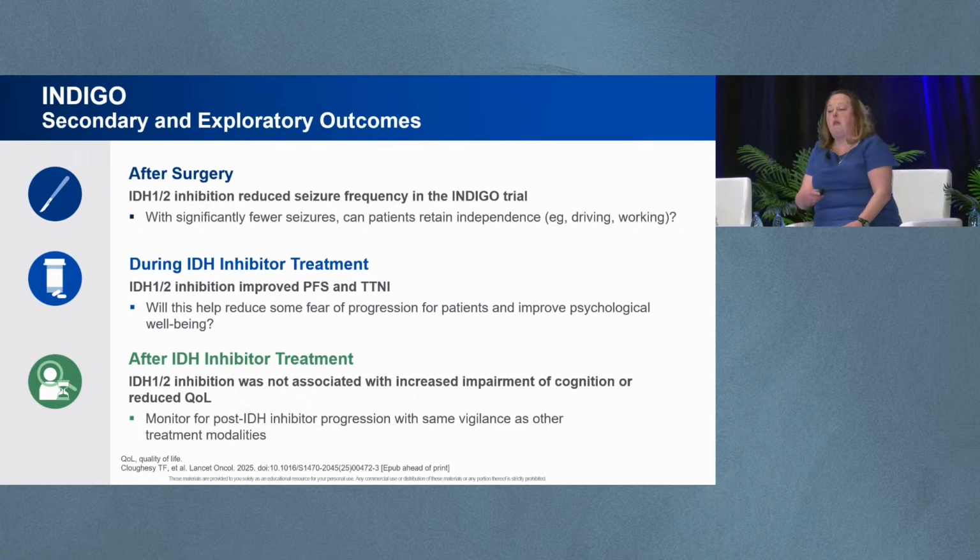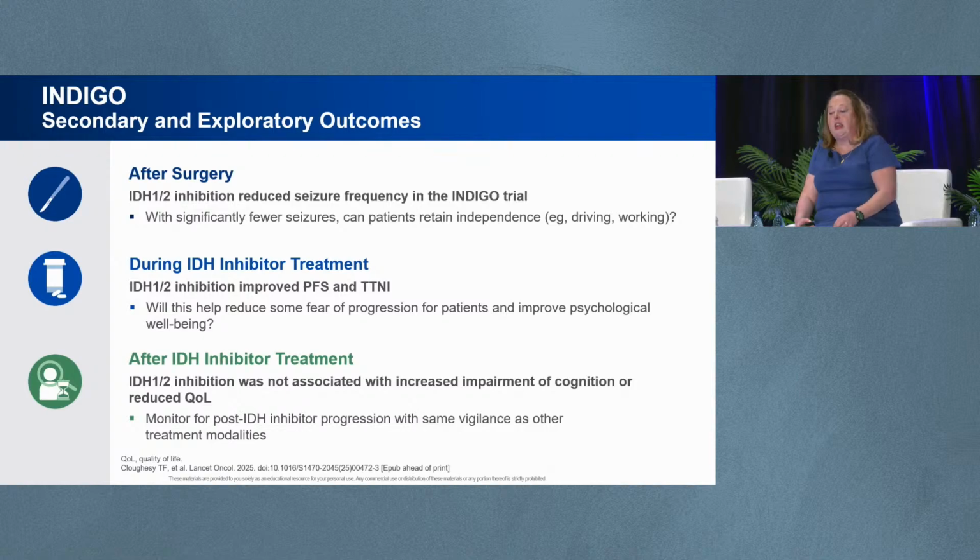So when we think about the secondary and exploratory endpoints, if our patients are having fewer seizures, can this really provide them more independence? Are they able to go back to work? Are they able to drive now? And also, if we improve progression-free survival and time to next intervention, are we going to improve that psychosocial distress that is so inherent in our patients because they will have less of a fear of recurrence? Can we improve their psychological well-being? And this is so important for all the patients we take care of.